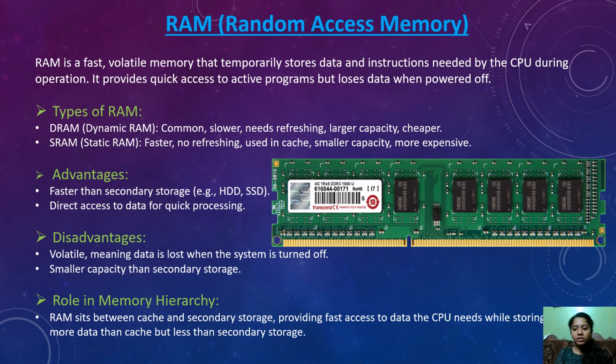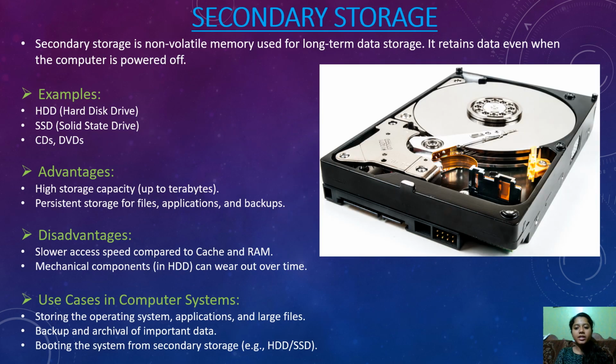So let's move on. Next is secondary storage. Secondary storage is non-volatile memory used for long-term data storage. It retains data even when the computer is powered off. Examples are hard disk drive, solid state drive, and CDs, DVDs, etc. Advantages are that it has a high storage capacity and persistent storage for files, and it has applications and backups.